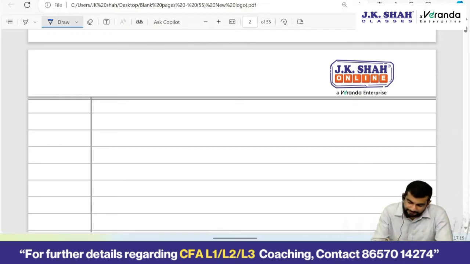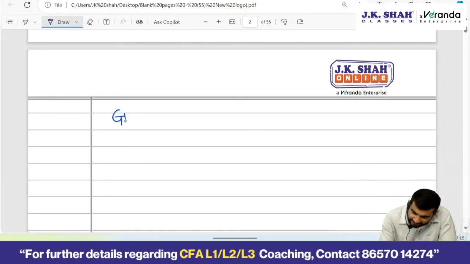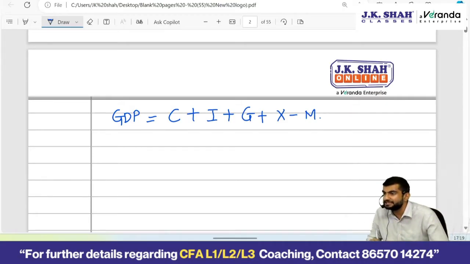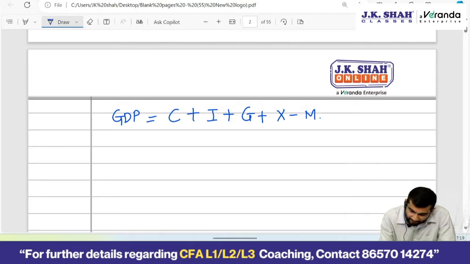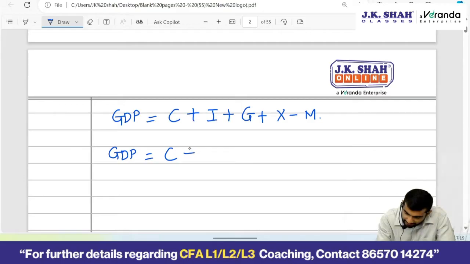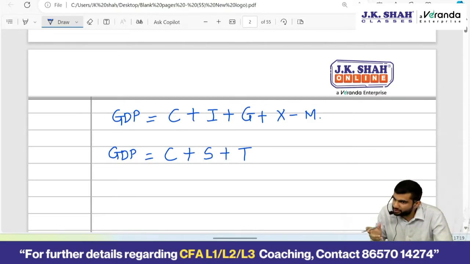Fine. Now remember the GDP of a country. I had derived one equation. GDP of a country is C, consumption expenditure, plus I, investment expenditure, plus G, government expenditure, plus X, exports, minus M, imports. This is the formula of GDP using the expenditure approach. Likewise, the formula for GDP using the income approach is consumption plus savings plus taxes: out of your income, some part you would spend in consumption, some in savings, and some part you would pay in taxes, and that constitutes your entire income.